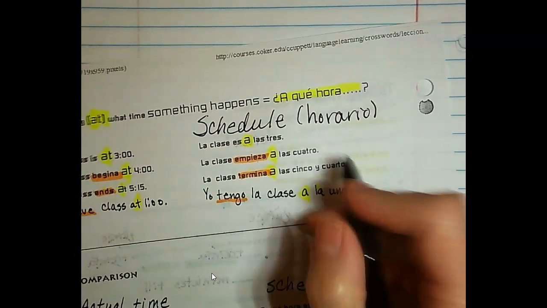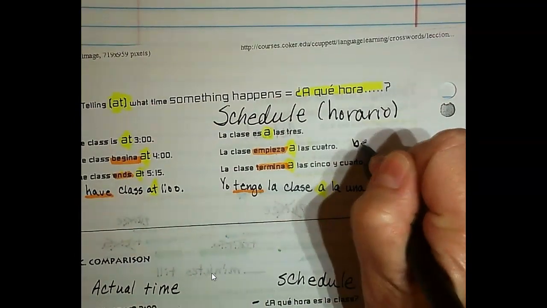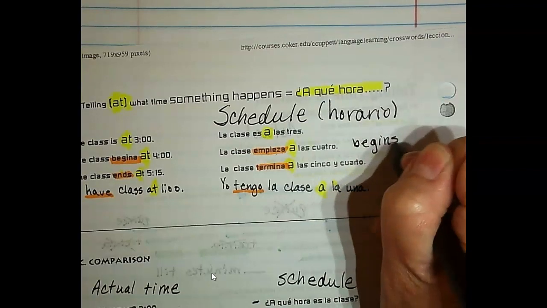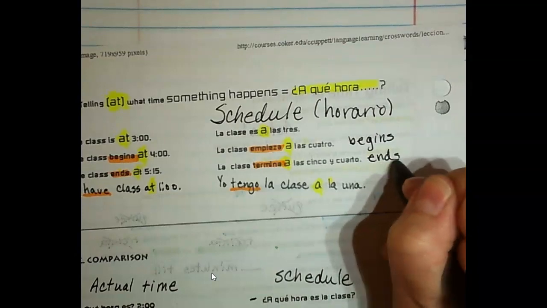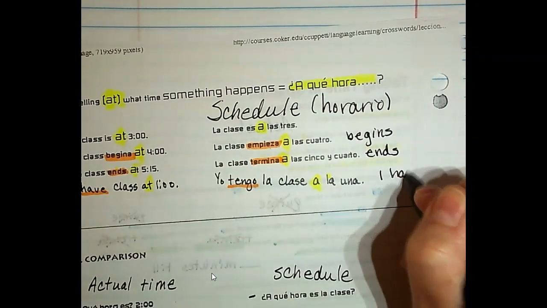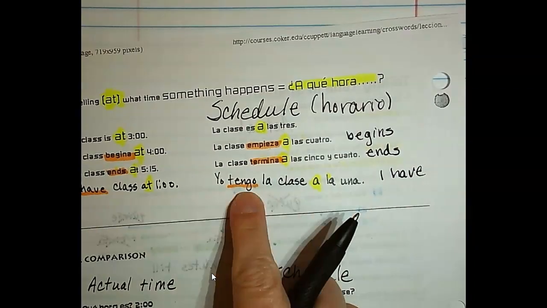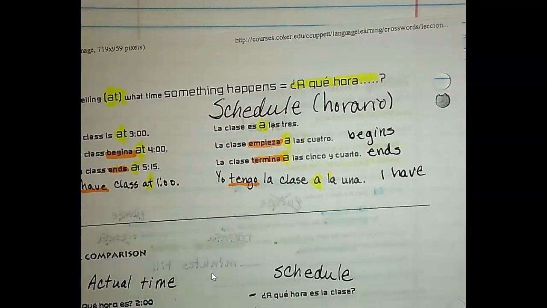So let's come back up here and make sure you remember that the verb empieza means begins. The verb termina means ends. And we know that the verb tengo means I have, right? But we can talk about someone else. We could say Susie tiene la clase a la 1. That would be Susie has the class at 1. So we're going to look at some schedules and we're going to practice this. So keep your notes in front of you. Let me change my screen.